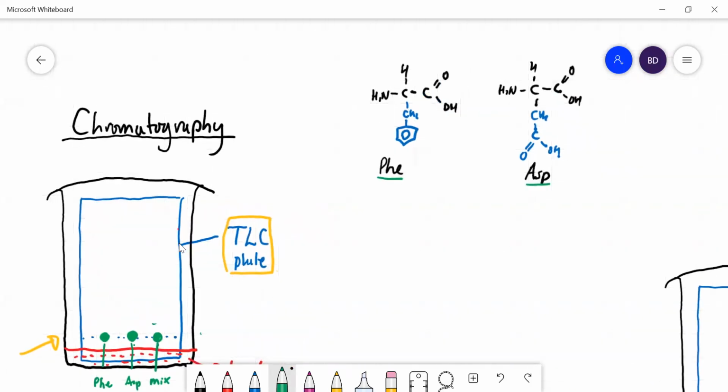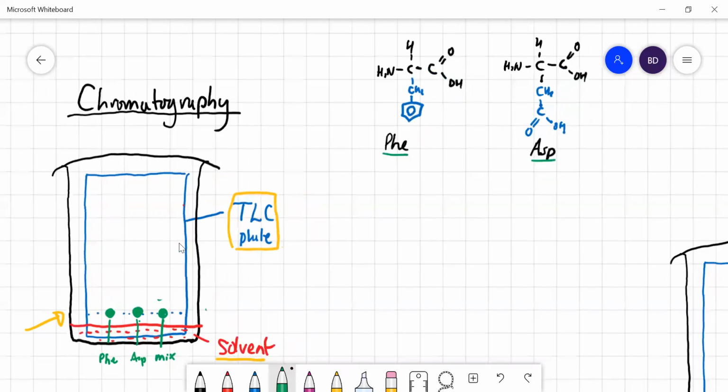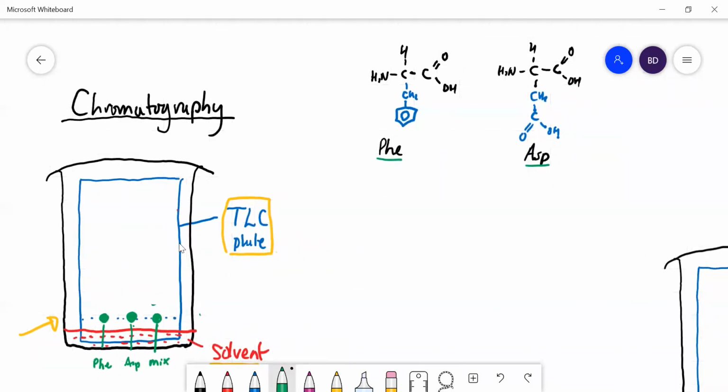Now, if we have a look at these, we can see the R groups are different. Phenylalanine has a group that's going to form van der Waals forces. It's pretty non-polar. Whereas in aspartic acid, the difference in the R group is that you've got a carboxylic acid group on it. So that's probably going to be soluble in polar solvents like water. That is polar.